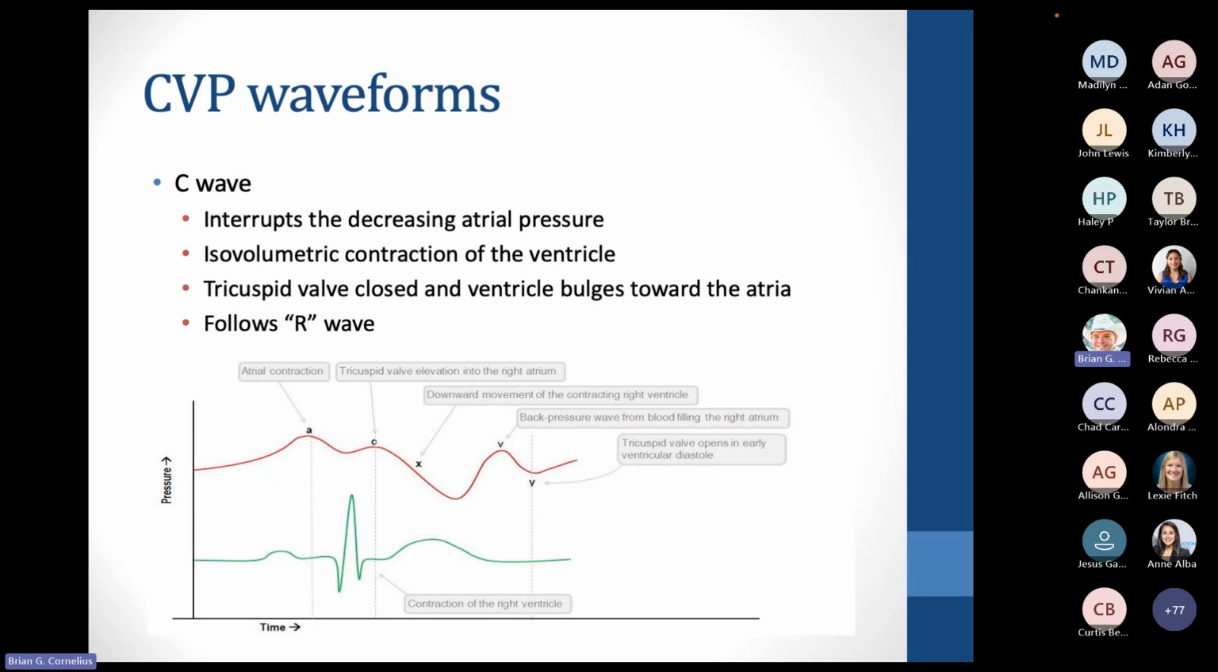So you'll have your R wave, and then if you look at your pressures, a lot of times you'll have your C wave there. A lot of these things are very academic and not realistic. So you may not be able to see all these different waveforms on a CVP tracing. But for your test, you're probably going to need to know where they occur. And even if you can't specifically tell which waveform it is, if you think about what's going on inside the heart, a lot of times it'll guide you along.